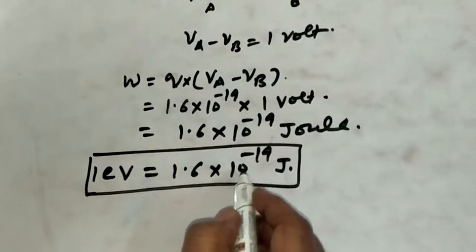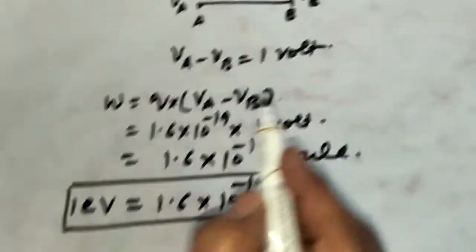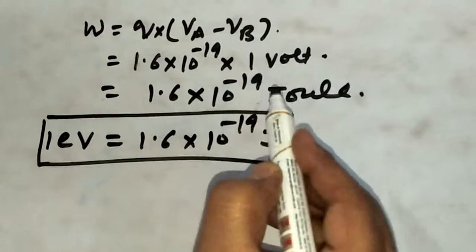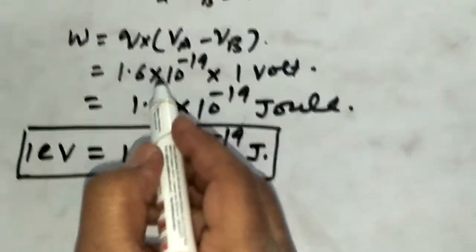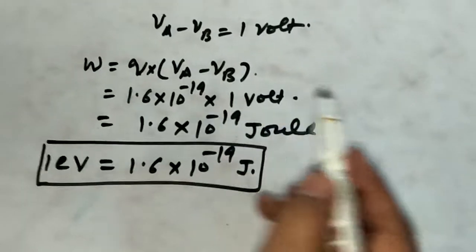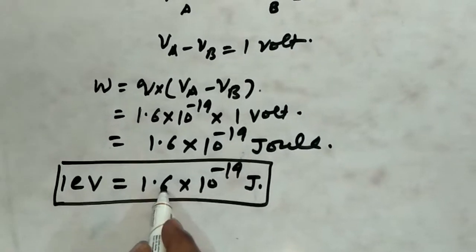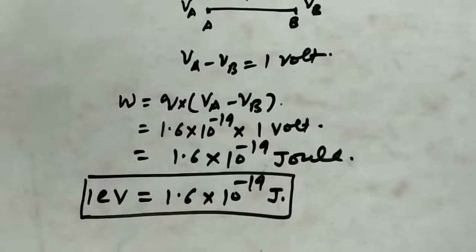It means when an electron is accelerated through a potential difference of 1 volt, then the kinetic energy acquired by that electron is how much here? 1.6 × 10^-19 joule.